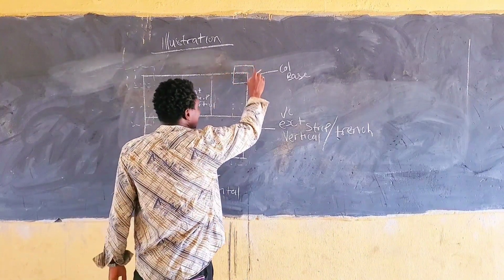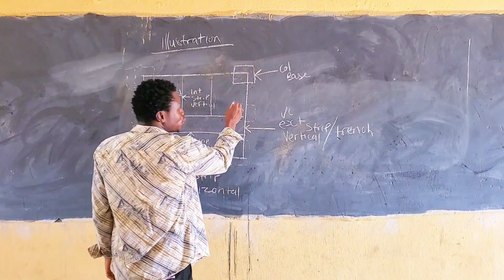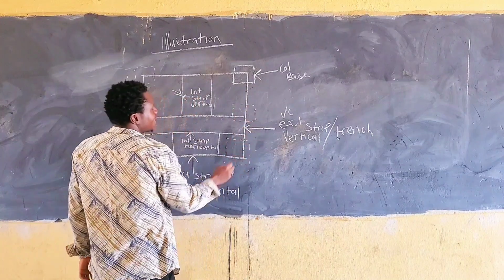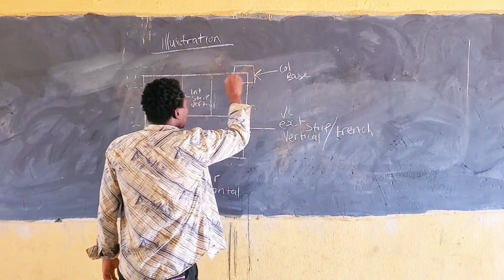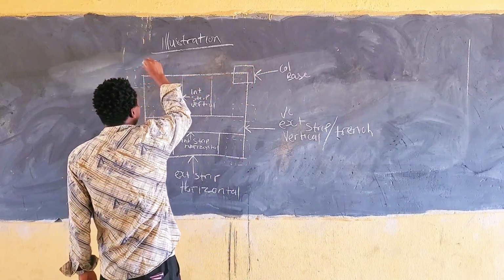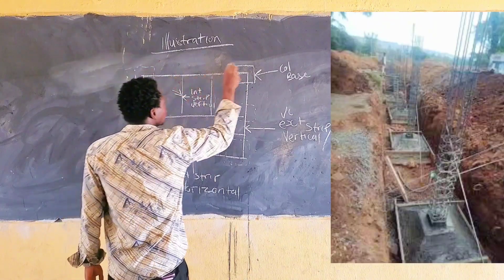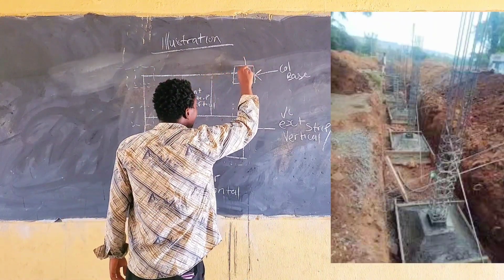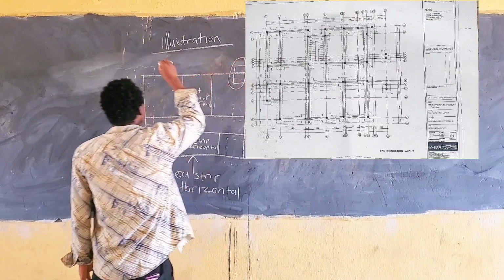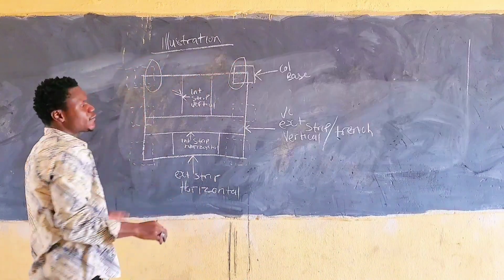So these are the column bases. In the drawings, they are represented with dotted lines. These are the column bases. So whenever we are trying to get the measurements of, let's say, from here to here, we are going to deduct all the places that our column bases fall on.